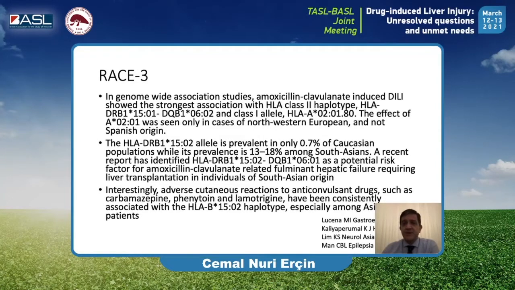Let's give some data about the studies related to drugs and genome-wide association studies. Amoxicillin clavulanate-induced DILI showed the strongest association with some HLA haplotypes, and one of them was seen only in cases of Northern Western European origin. One of the HLA alleles is prevalent in only 0.7% of Caucasian populations, while its prevalence is higher among South Asians. A recent report has identified this allele as a potential risk factor for amoxicillin clavulanate-related fulminant hepatic failure requiring liver transplantation in individuals of South Asian origin.